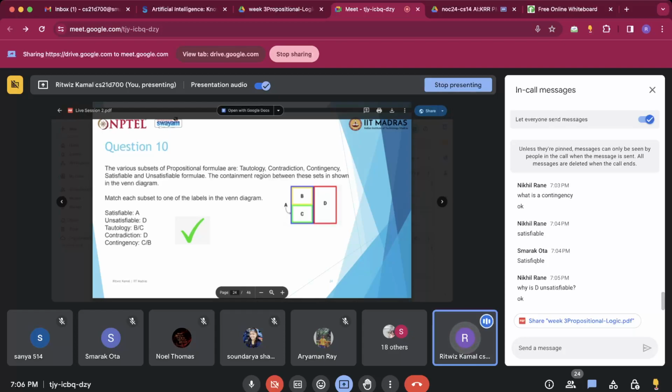So we have one disjoint set that is unsatisfiable or contradictions. We have one set A which consists of all the satisfiable things. Within satisfiable things, there is a group, let's say B, that is a tautology, or we can also say that C is a tautology. In that case, the other subset of A, B or C, would be a contingency or satisfiable. Okay, is this clear?